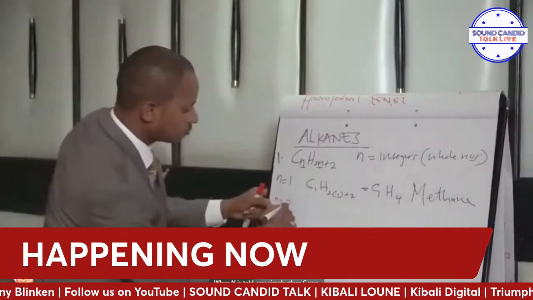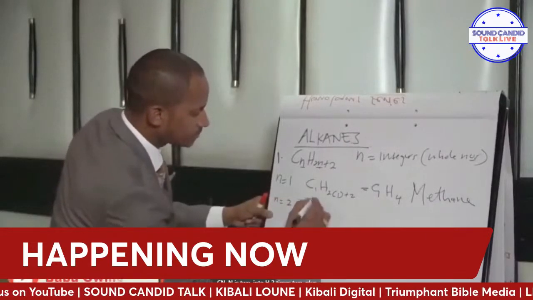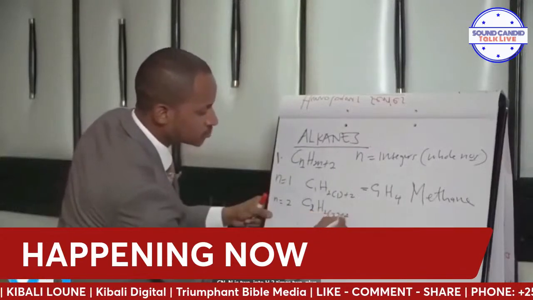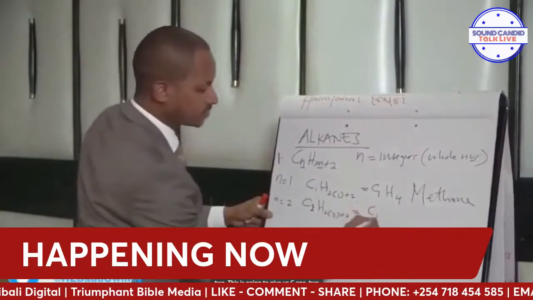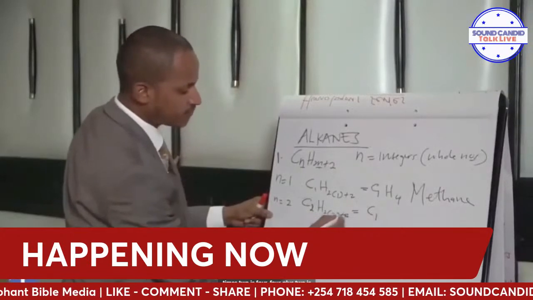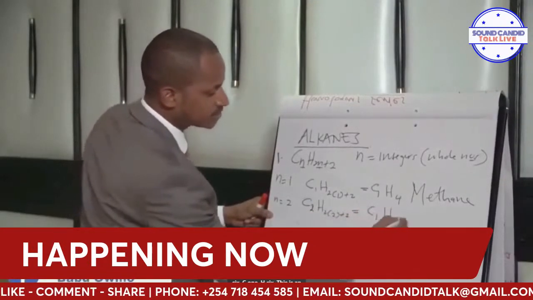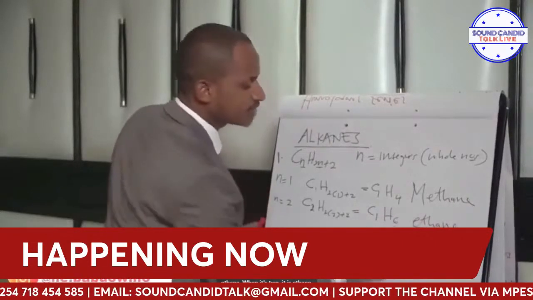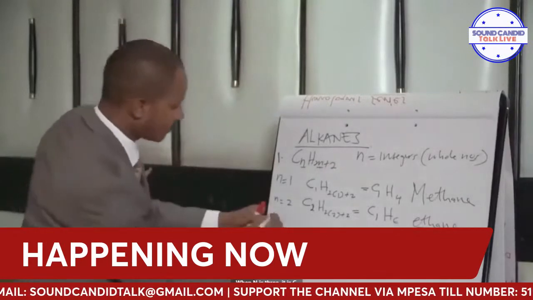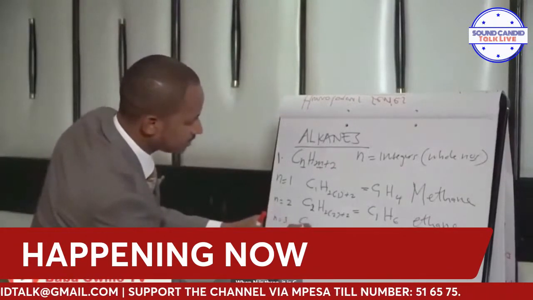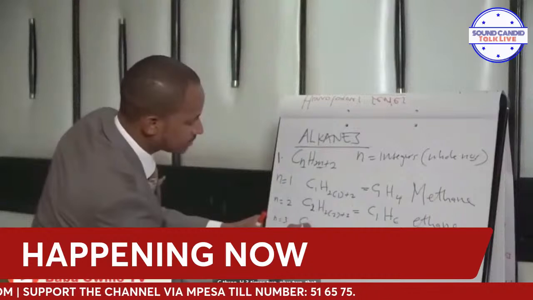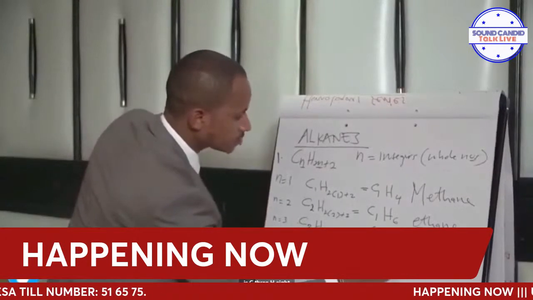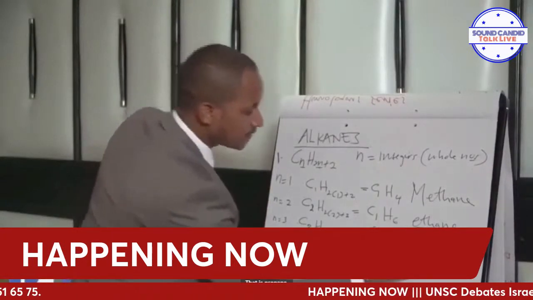When n is 2, you place it in CnH2n+2: C2, H 2 times 2 plus 2. 2 times 2 is 4, 4 plus 2 is 6, giving C2H6. This is ethane. When n is 3, it is C3, H 3 times 2 plus 2, that is C3H8. That is propane.